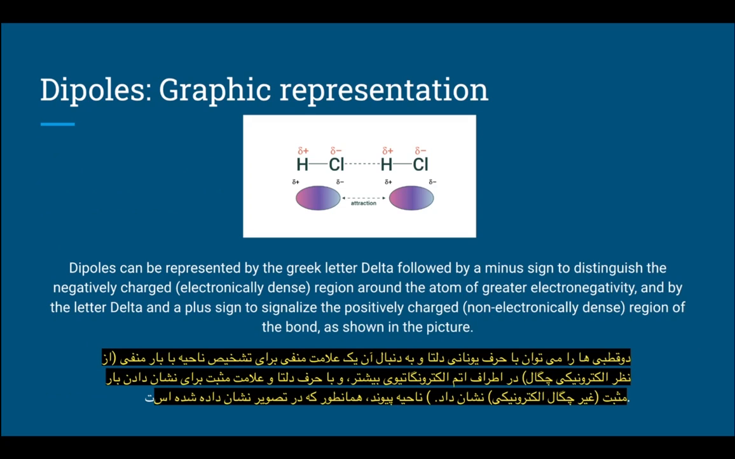Now we'll talk about the graphic representation of dipoles. Dipoles can be represented by the Greek letter delta, followed by a minus sign to distinguish the negatively charged, also known as electronically dense, region around the atom of greater electronegativity, and by the letter delta and a plus sign to signalize the positively charged, non-electronically dense region of the bond, as shown in the picture here.